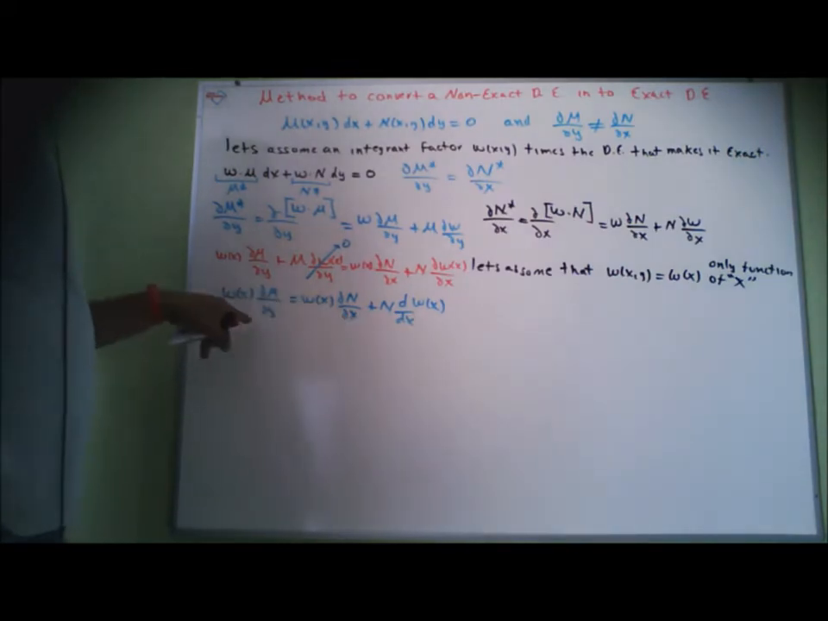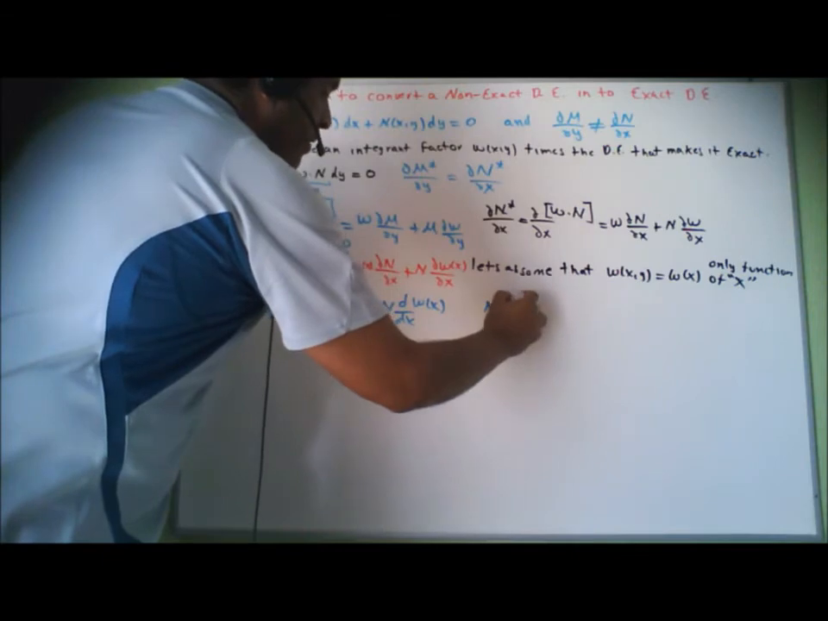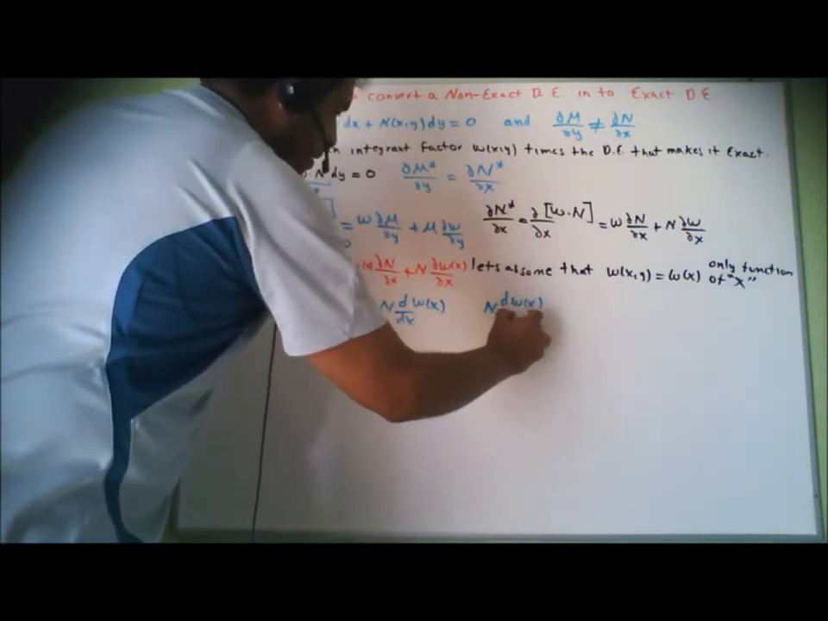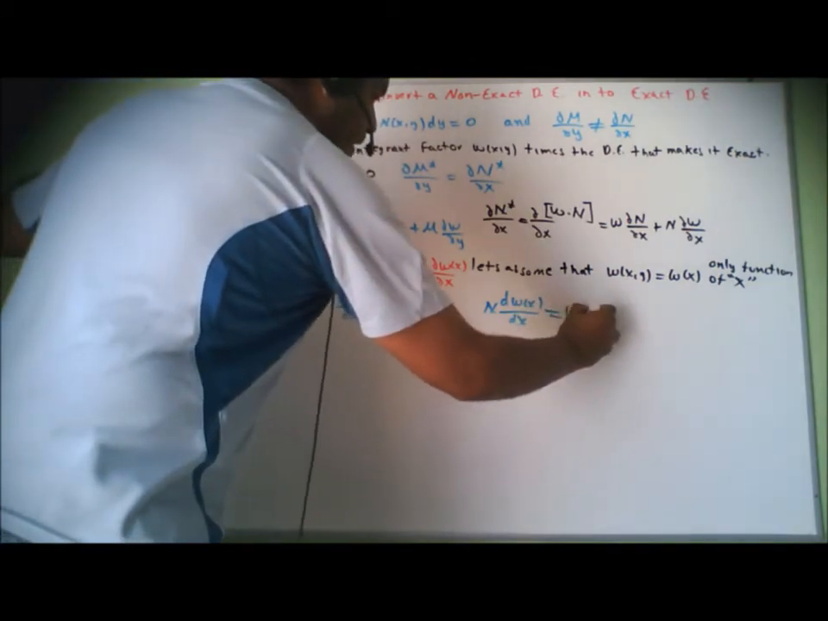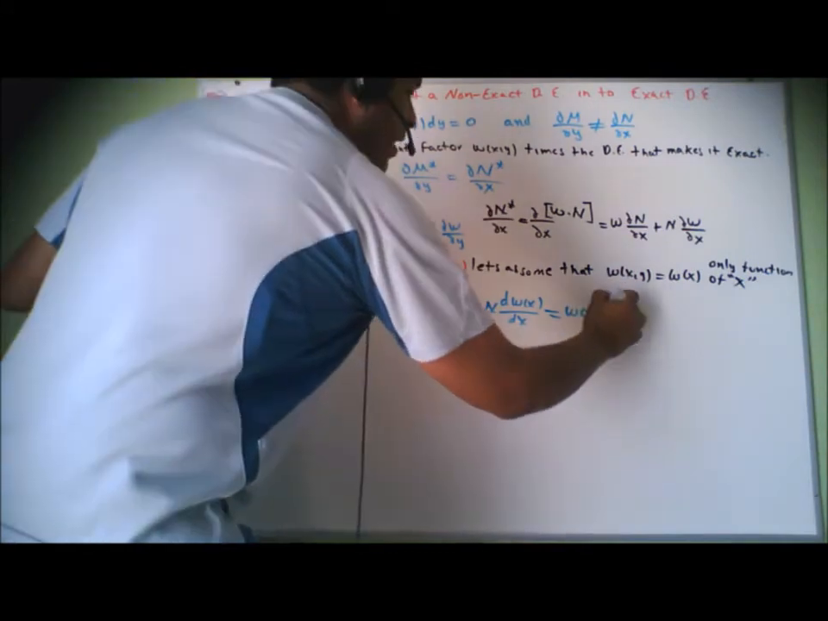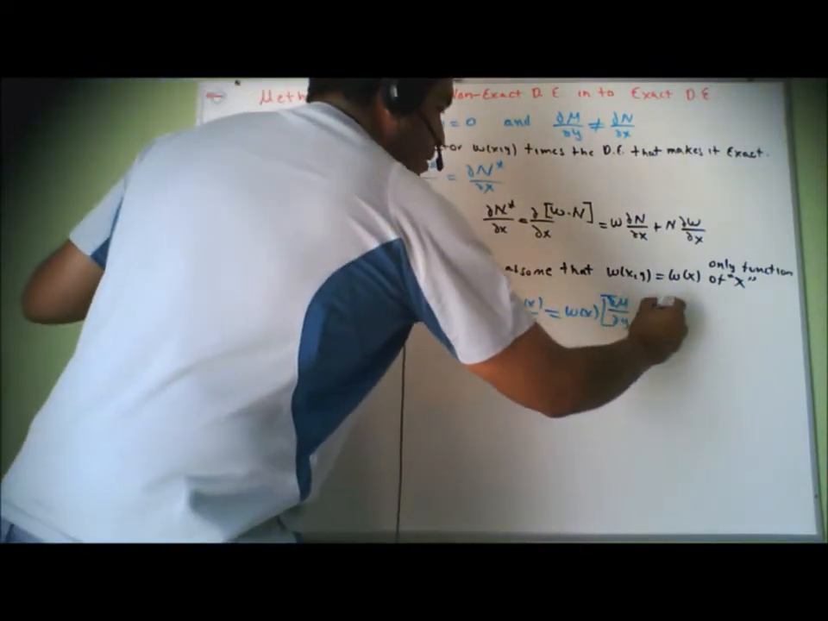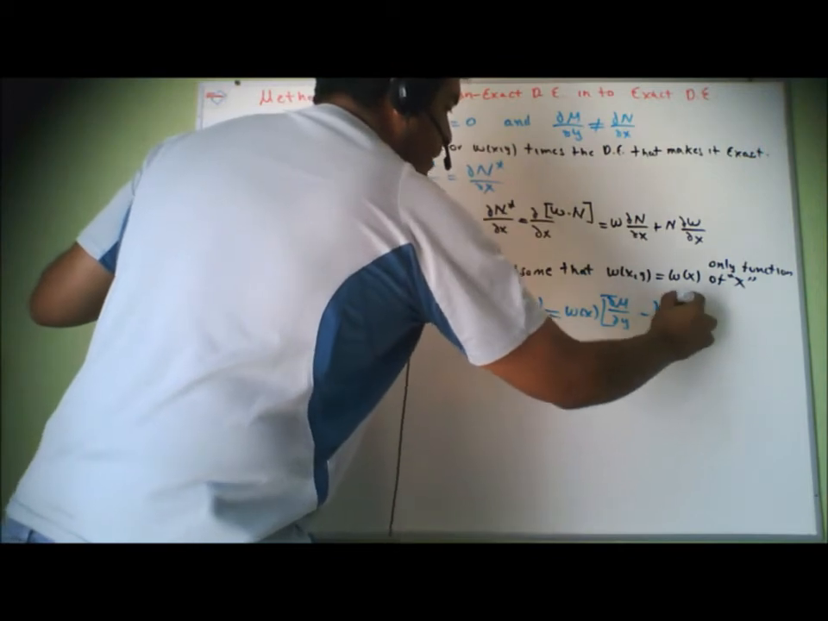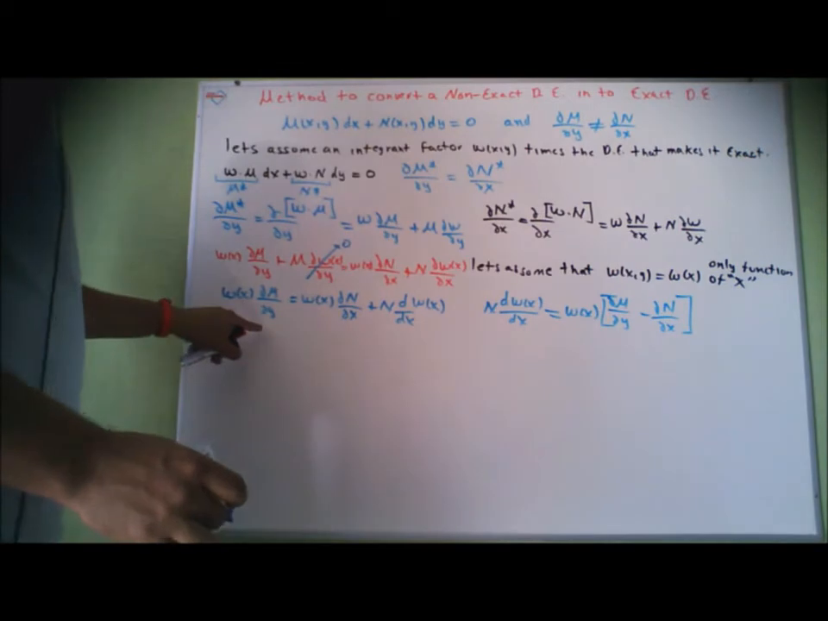Let's pass this to the other side. So what happens is that the n times the derivative of w of x with respect to x is equal to, passing this to the other side, w of x times, and I'm going to factorize here, the partial of m with respect to y minus the partial of n with respect to x. And just pass this to the other side and make the factorization.